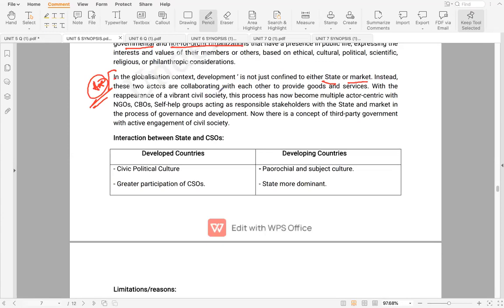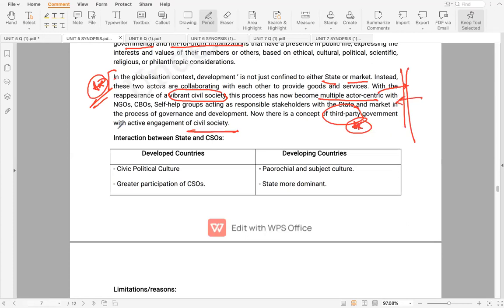With the reappearance of a vibrant civil society, this process has now become multi-actor paradigmatic, with CSOs, NGOs, CBOs, self-help groups, etc., acting as responsible stakeholders with the state and market in the process of governance and development. Now there is a concept of third-party governance with active engagement of civil society. So you try to include a couple of keywords, and you have to shorten down a lot because it's only a 10 marker.